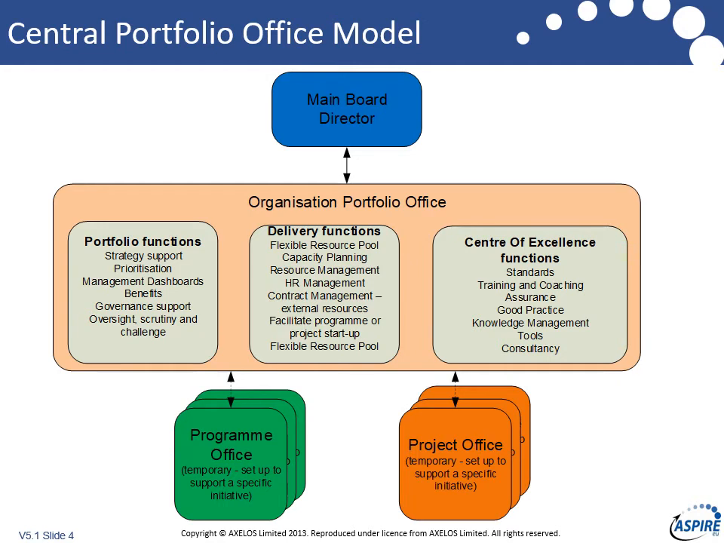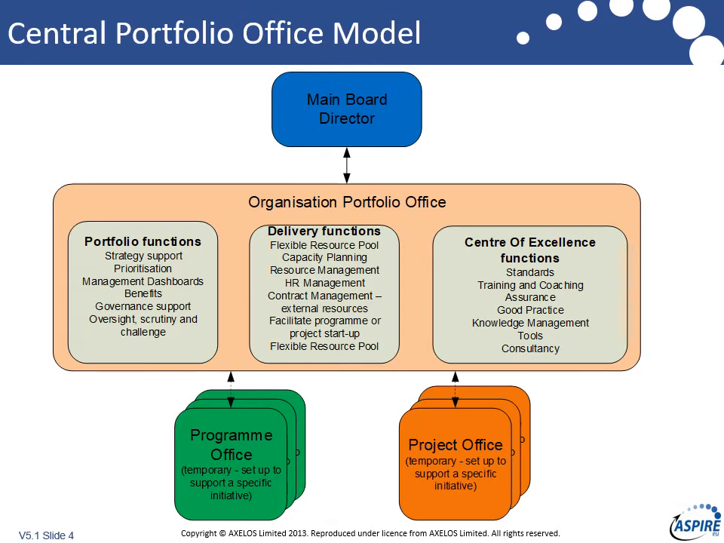The alternative to a hub and spoke is a central portfolio office. And this may well be more appropriate in smaller organizations, because if you're thinking of a big organization, then the danger is that this becomes so big and unwieldy that it's unmanageable. So the idea being you have a central organizational portfolio office where everything's happening. So you've got your portfolio functions, as we discussed earlier.